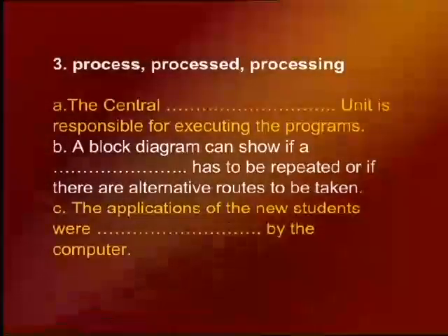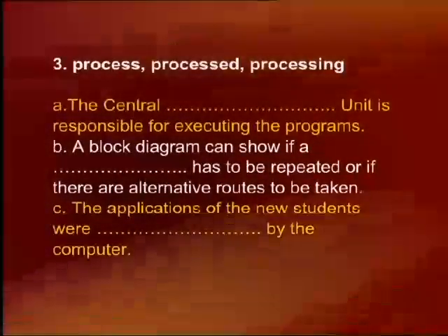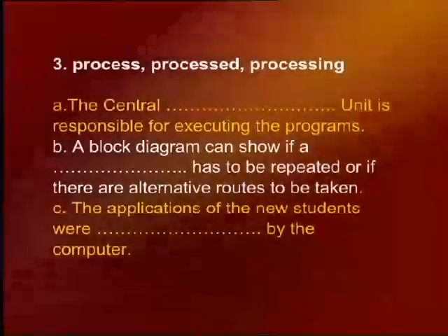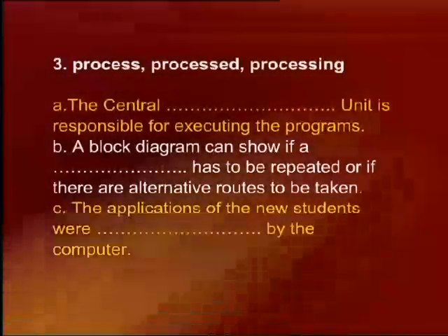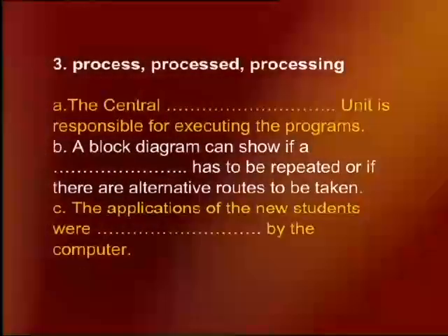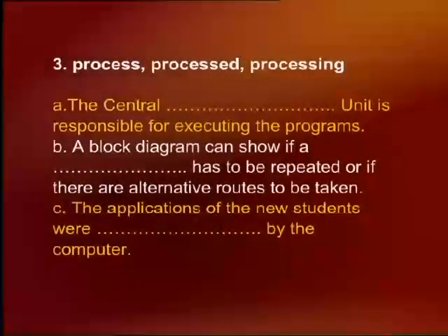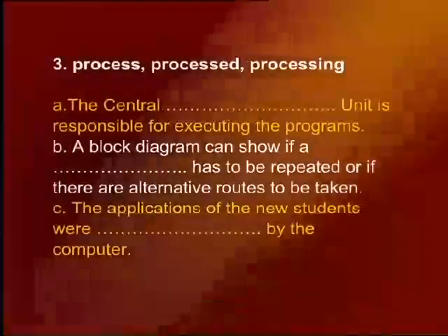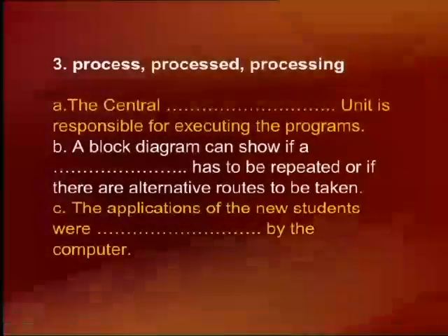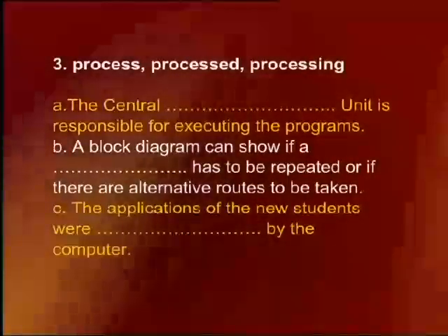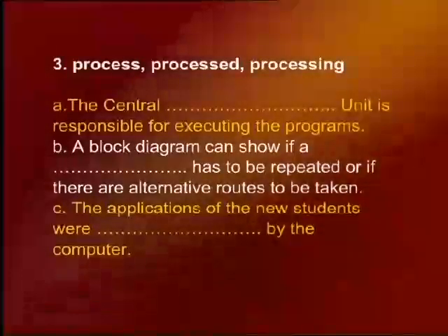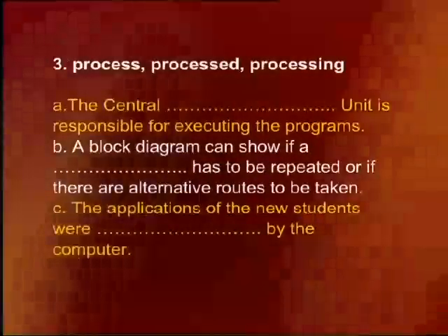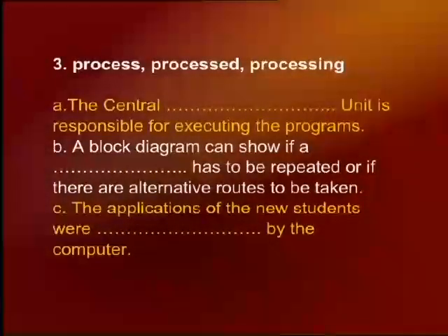Sentence A, the central dash unit is responsible for executing the programs. The central processing unit. Right? B, a block diagram can show if a dash has to be repeated or if there are alternative routes to be taken. And the correct word over here is process. A block diagram can show if a process has to be repeated.